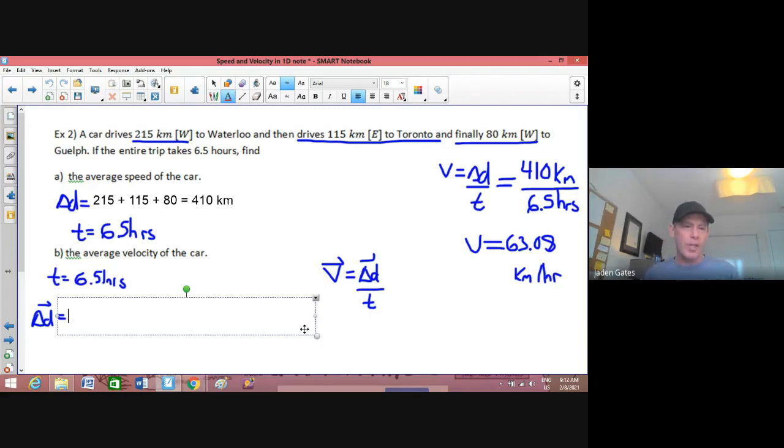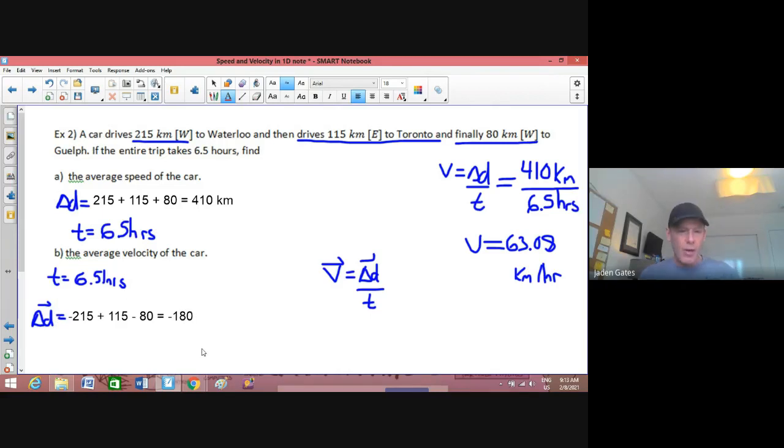And so my first displacement here that I add up is the car drives 215 kilometers west. So that's a minus 215 because it's west. Then it drives east 115. So I'm going to go plus sign 115. All right. Then back 80 kilometers west. So again, it's traveling west, so I'm going to put a negative sign on that. Now I add those numbers up, or in this case, subtract them. Minus 215 plus 115, minus 80, it's minus 180.